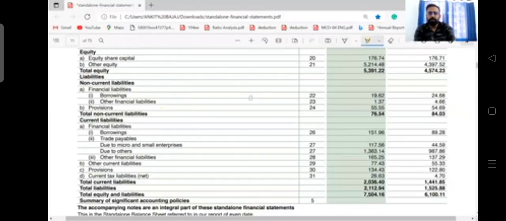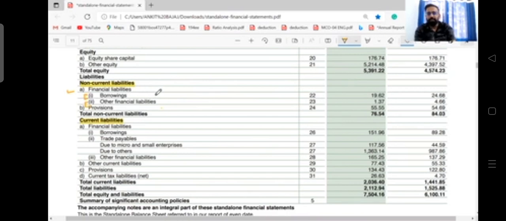So here you can see on the liability side how the company records its non-current liabilities and current liabilities. We have already seen the difference between current and non-current liability in our previous lectures. The first item shown on the non-current liability side is financial liability, right? Financial liability includes borrowing and other financial liability.